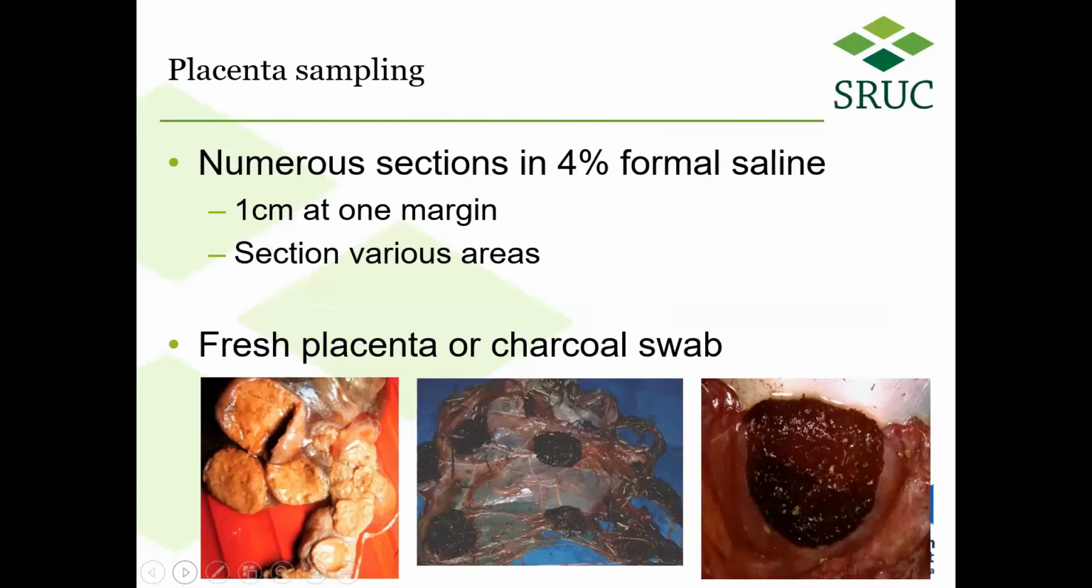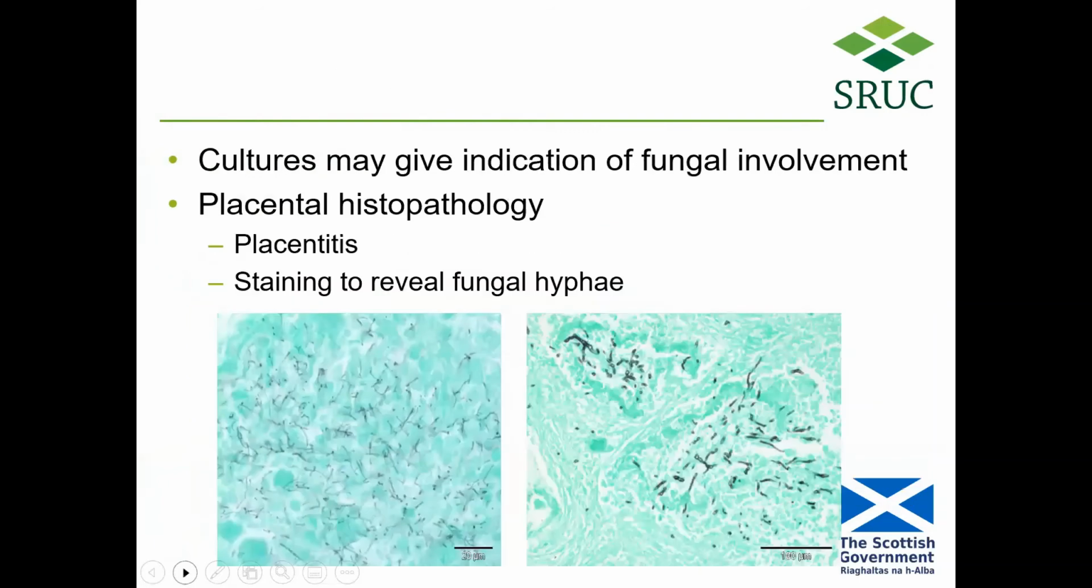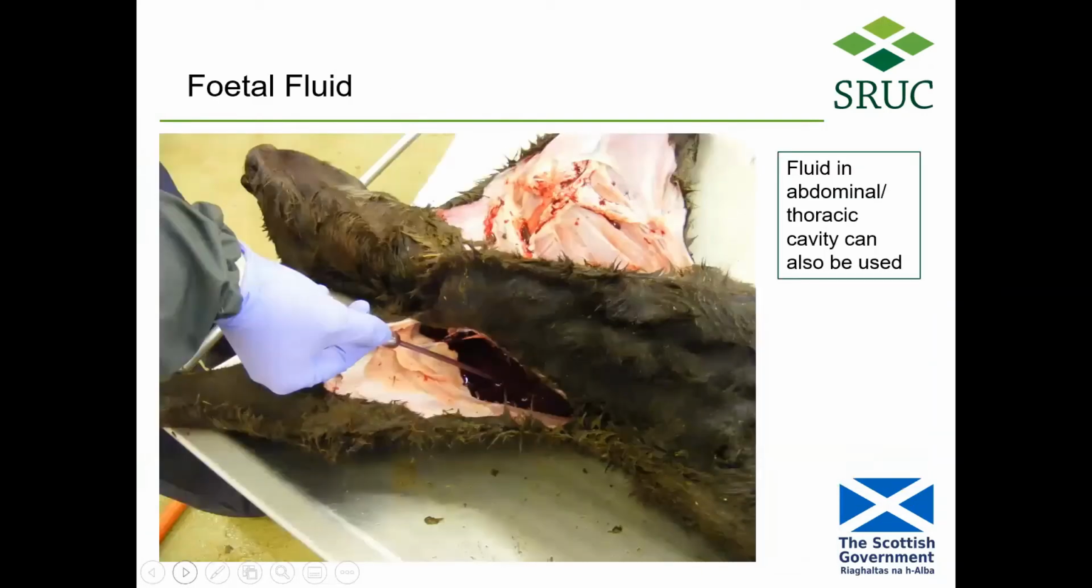Okay, we've talked a bit about placental sampling already, so we don't want to mention much more about that. Fetal fluid is the other one. We've talked about collecting fetal fluids, and there are various places you can get it from: fetal blood from the axilla, or chest fluid, abdominal fluid. What are we going to test that for? What are we looking for there, and how can that be useful?